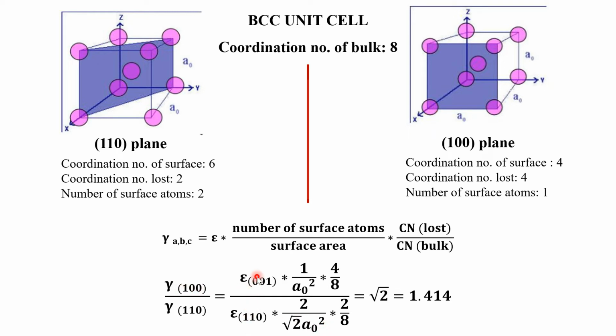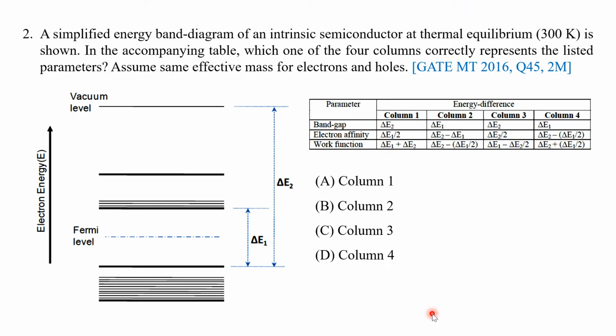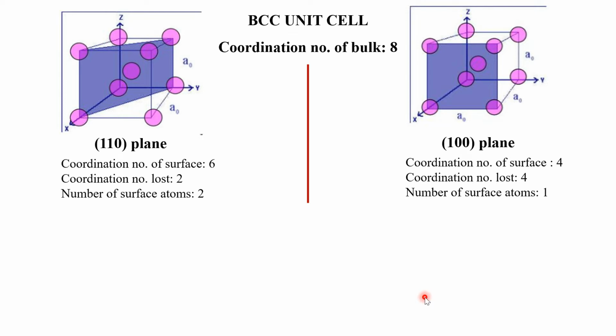So epsilon for both, since it is a BCC unit cell of a given material, will be the same. They can be cancelled out. Here we have 1 by a0 square for this plane, and 2 by root 2 a0 square for this one, because the number of surface atoms is 2 over here and 1 over here. And finally, coordination number lost by coordination number of bulk, that is 4 by 8 and 2 by 8. On cancelling, finally we will be getting the value root 2. Hence the final answer is 1.414. So that is the question. I hope it's clear to all of you.